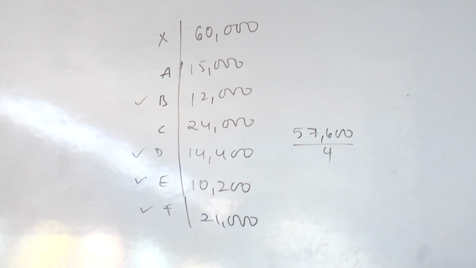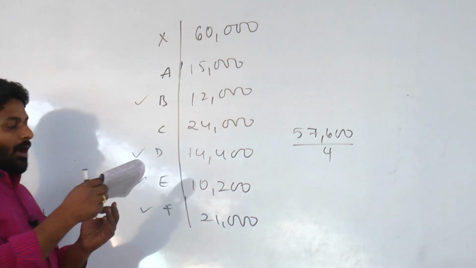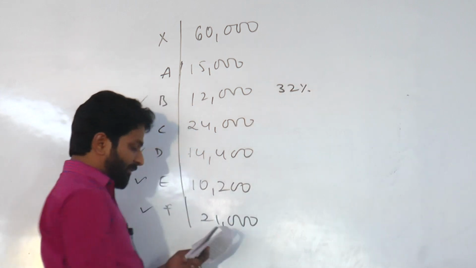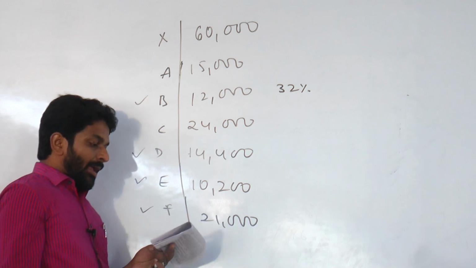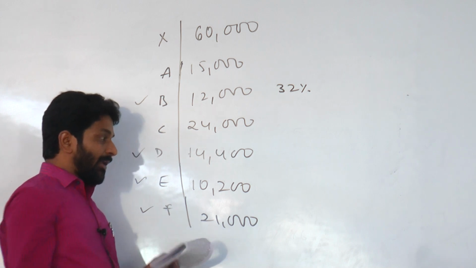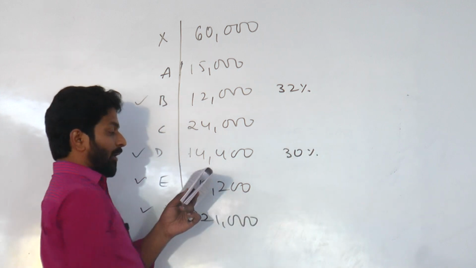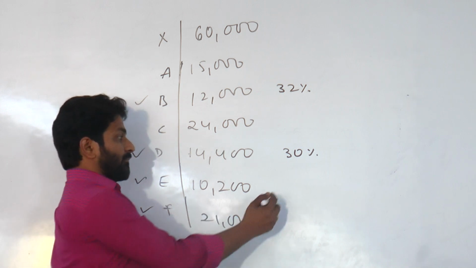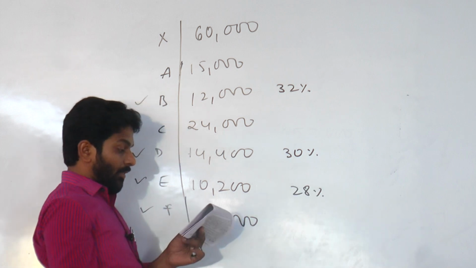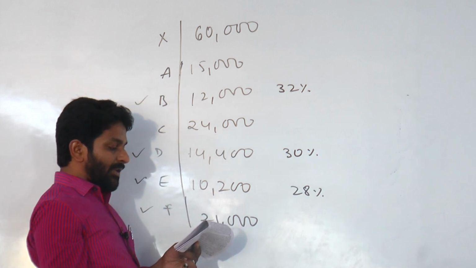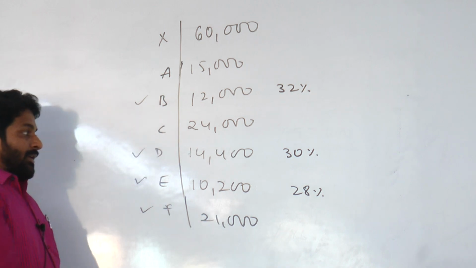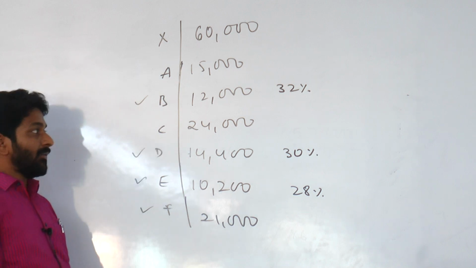14,400. In village B, 32% of total population are females. In village D, 30% of total population are female. And in village E, 28% of the total population are female. What is the total female population of villages B, D, E together? Separately you need to calculate every number.